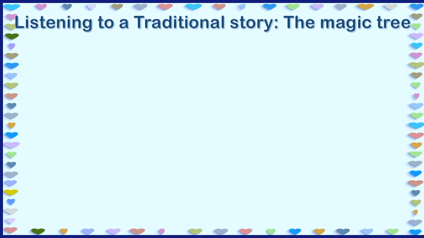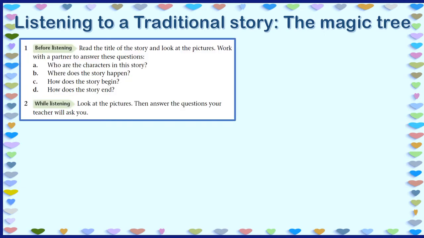Okay, so today we are just going to listen to a traditional story. This is only a listening activity, so you can sit back, listen carefully, and then you're going to answer some questions orally by speaking at the end of the story. So we're going to read the title of the story, The Magic Tree, and we're going to look at the pictures. And these are the questions that I'll be asking you at the end that I want you to think about. Who are the characters in the story? Where does the story happen? How does the story begin? And how does the story end?